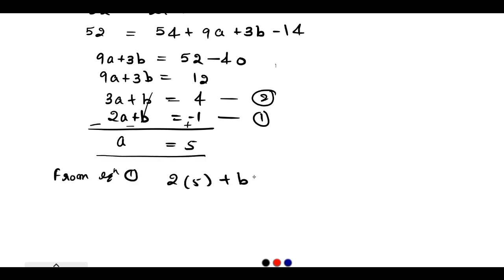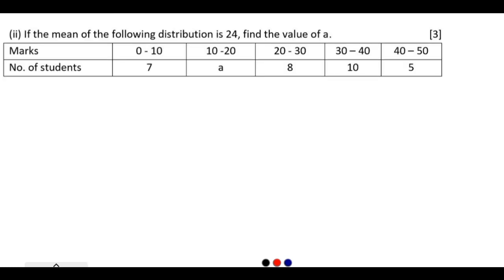A plus b is equal to minus 1. Then b is equal to minus 11. A is equal to 5 and b is equal to minus 11. Second part, if the mean of the following distribution is 24, find the value of a. Class interval is given, frequency is given, and we have to find mean and put the value of mean is equal to 24. You will get the value of a.